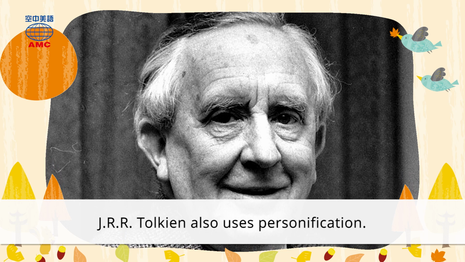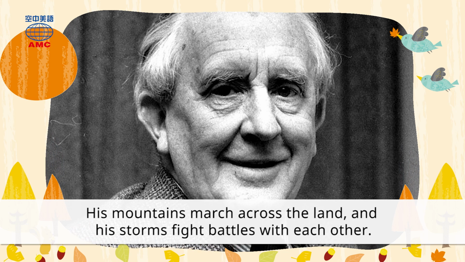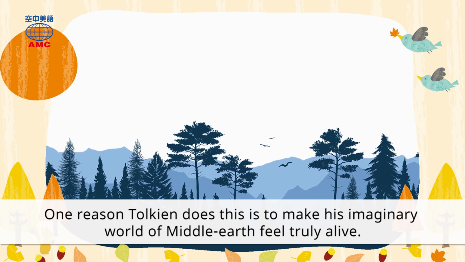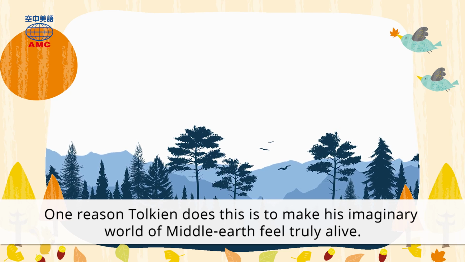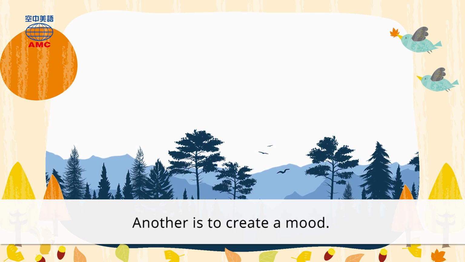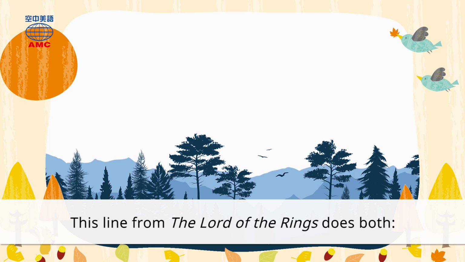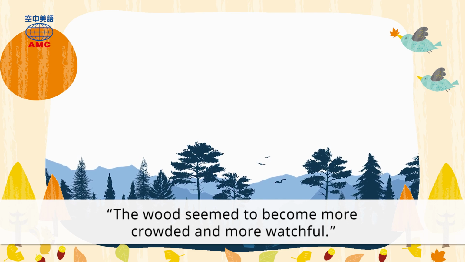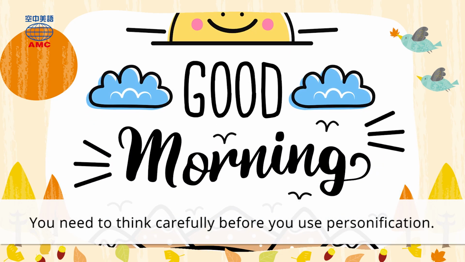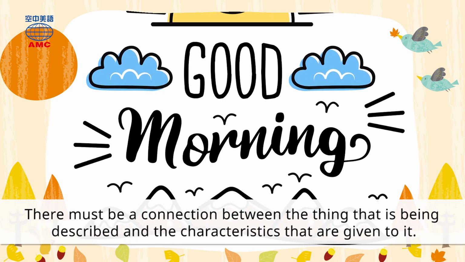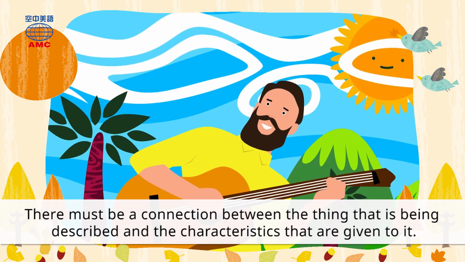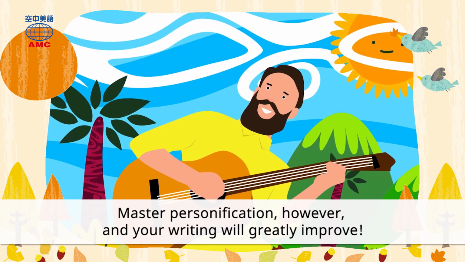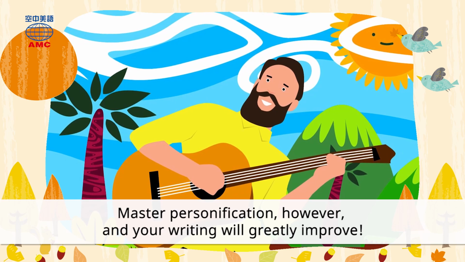J.R.R. Tolkien also uses personification. His mountains march across the land, and his storms fight battles with each other. One reason Tolkien does this is to make his imaginary world of Middle-earth feel truly alive. Another is to create a mood. This line from The Lord of the Rings does both. The woods seemed to become more crowded and more watchful. You need to think carefully before you use personification. There must be a connection between the thing that is being described and the characteristics that are given to it. If there isn't, it won't make sense. Master personification, however, and your writing will greatly improve.